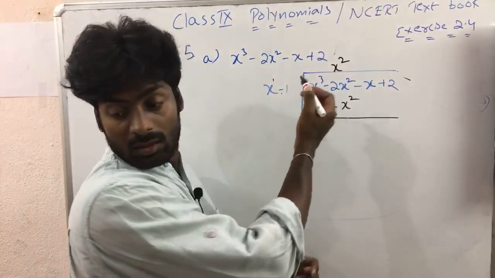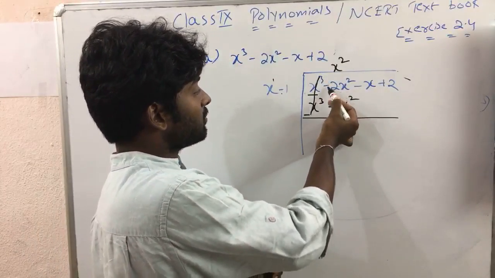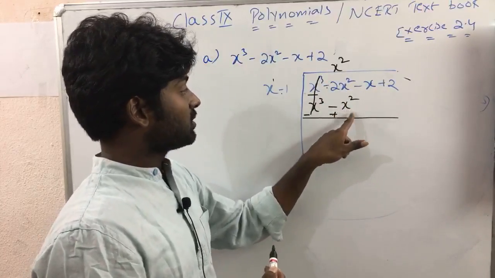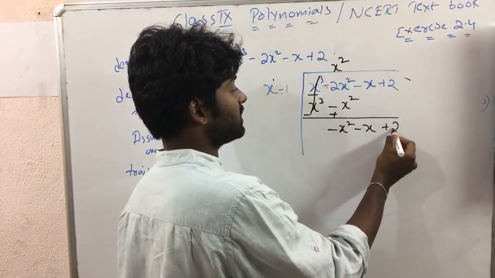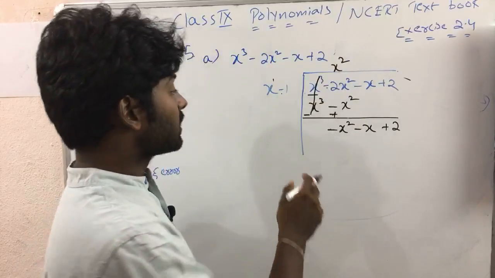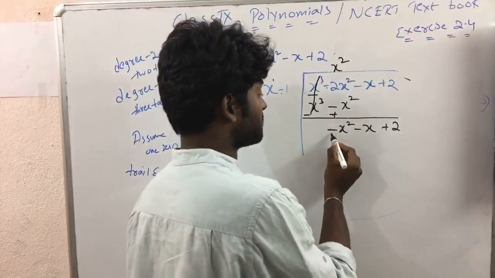Now x cube minus x cube will get cancelled. Minus 2x square plus 1x square, so minus 2 plus 1, obviously minus x square, minus x plus 2. Okay. Now again in this step, concentrate on the first term, which is minus x square.